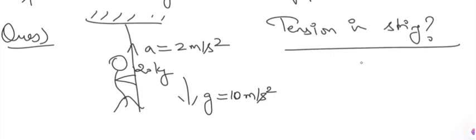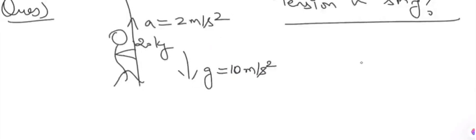You have to find the tension in the string. What will you do? Apply the same formula. Where is the acceleration happening here? Upwards. So upward direction is plus, downward direction is minus. Any doubts? Total force I have to find. That means I am doing T minus mg.